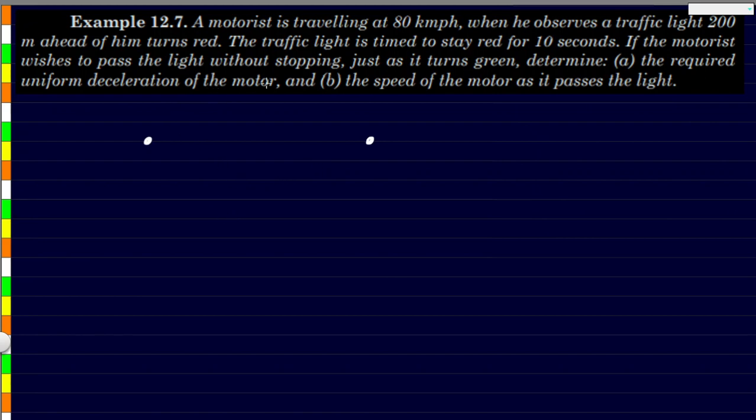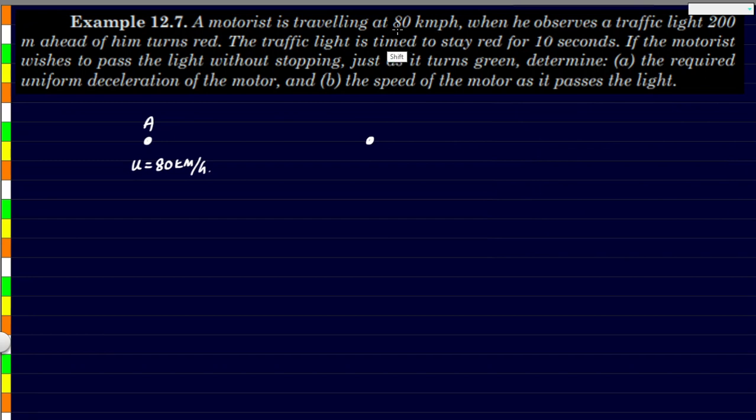Namaste everyone. In this video we will be solving a problem on kinematics. So we have a motorist who is traveling initially at 80 km per hour. So let us say he's at this point, at this particular moment, initial velocity here is 80 km per hour.